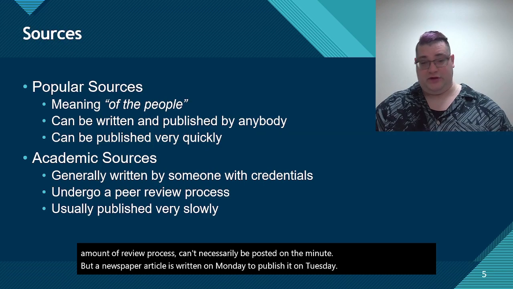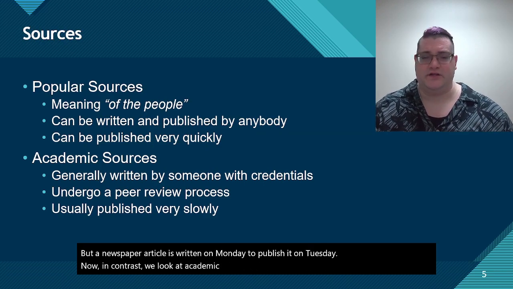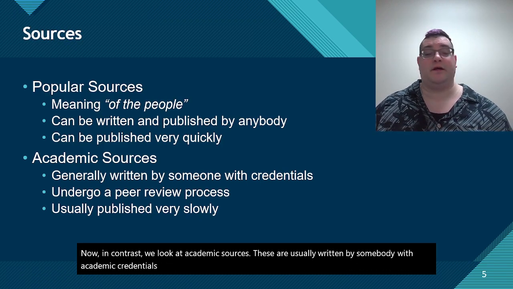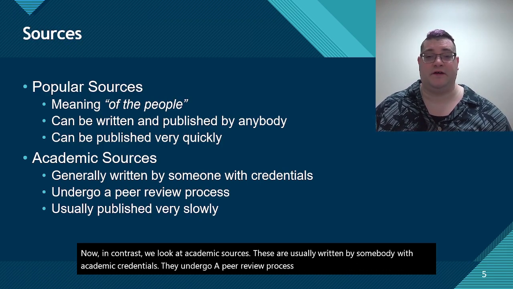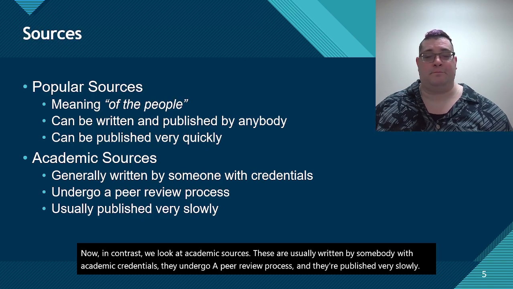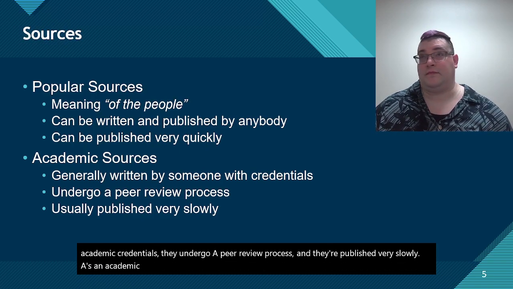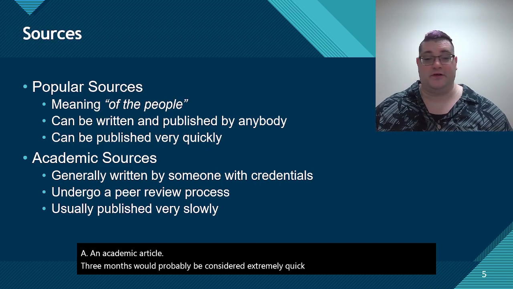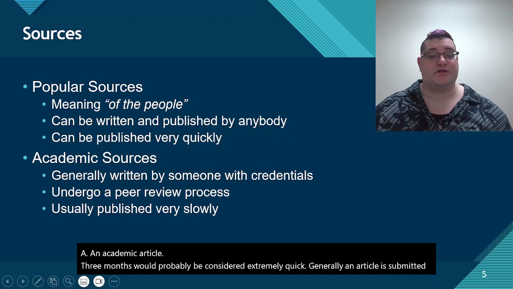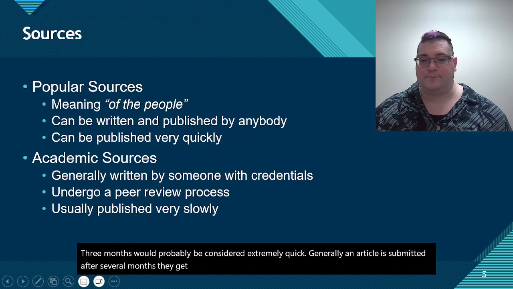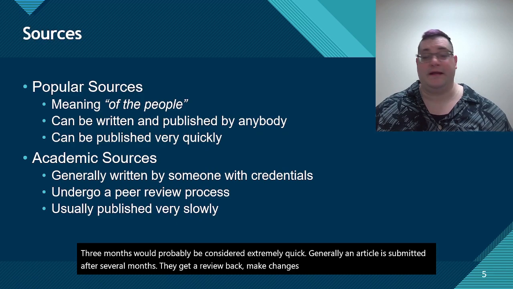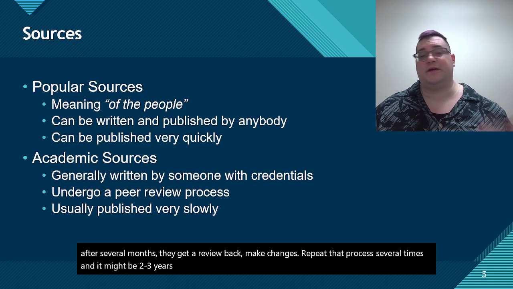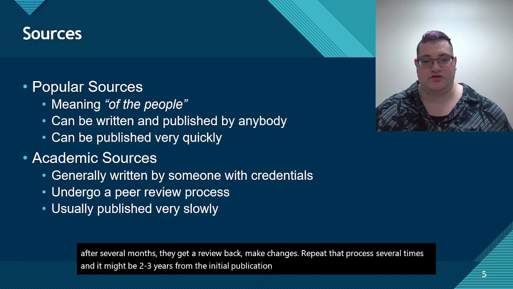Now, in contrast, we look at academic sources. These are usually written by somebody with academic credentials. They undergo a peer review process and are published very slowly. An academic article, 3 months would probably be considered extremely quick. Generally, an article is submitted. After several months, they get a review back, make changes, repeat that process several times, and it might be 2-3 years from the initial publication until it's actually published.